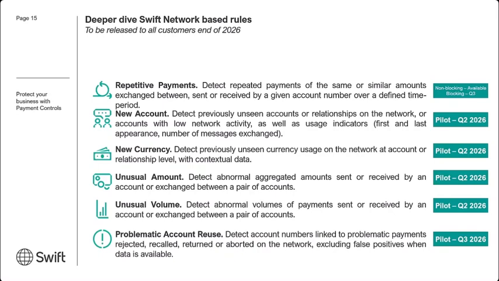And then finally, problematic account reuse. So this is one of the most powerful rules, really. And this detects accounts that are already linked to returns, recalls, rejects, or aborted payments somewhere else in the network. So these are often seen as the tip of the iceberg indicators that something isn't right. So again, this may be an instance where you may decide to use a blocking rule in this sort of instance.